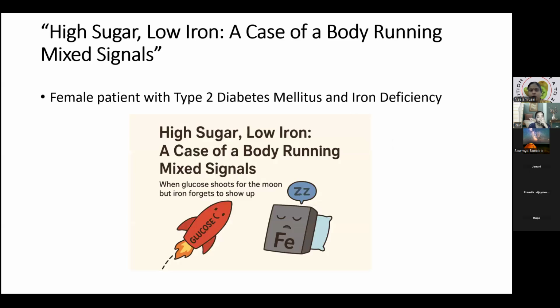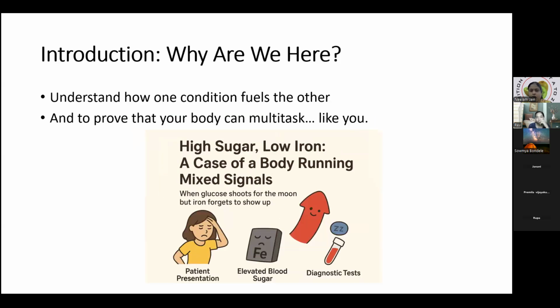Okay, so the case is about high sugar, low iron, where the body is giving her mixed signals. Sugar is there, she is feeling fatigue and everything else. The present complaint was that she had lots of fatigue, she had back pain, she was unable to concentrate on her day to day work, and she was unable to sleep because she was having severe back pain. She was not even able to sleep properly on her back. That was the complaint she came with.